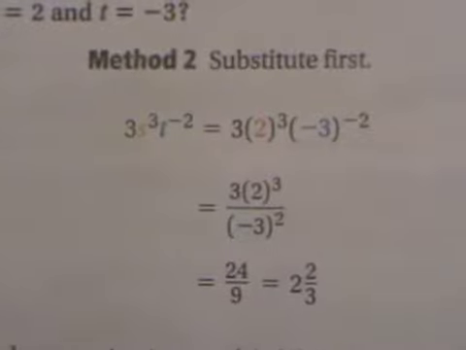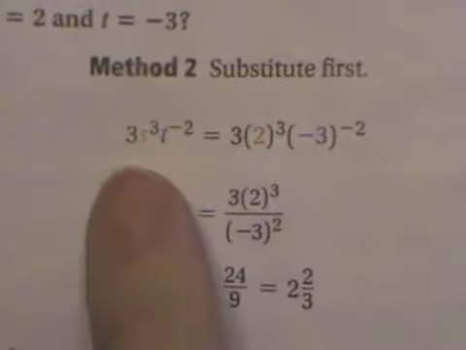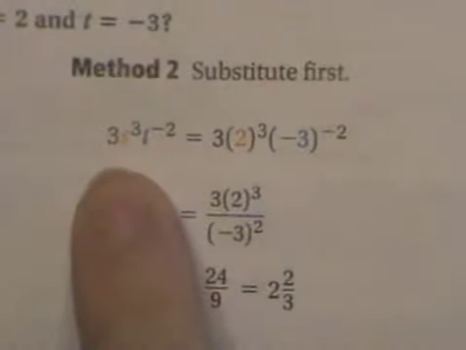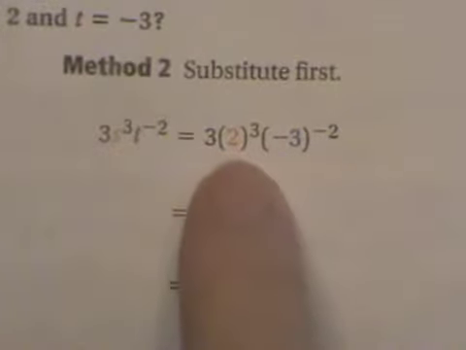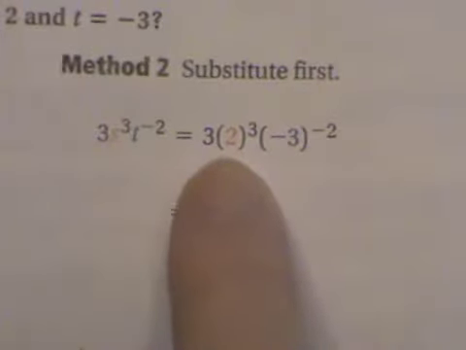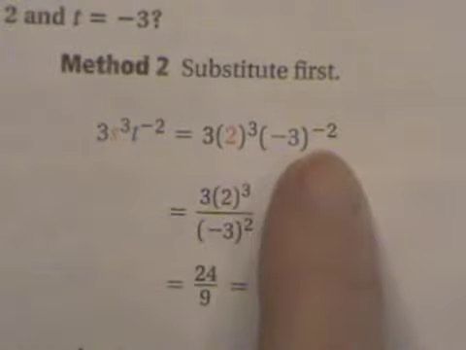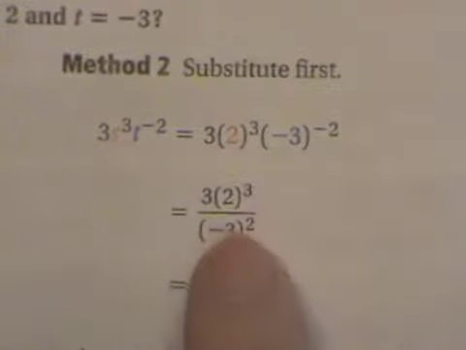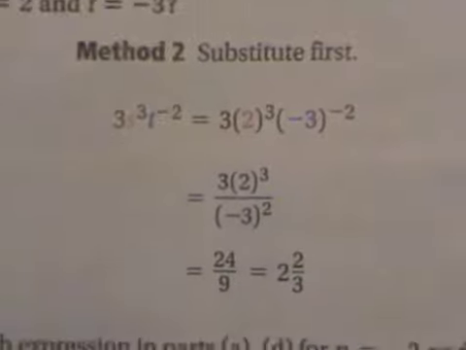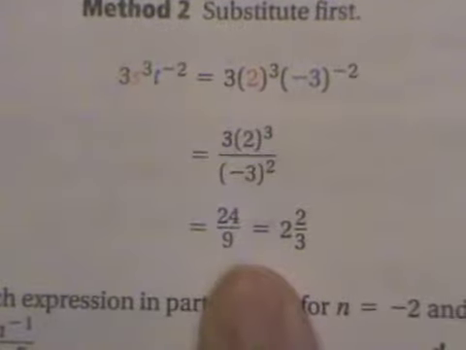Or, sliding this way, you can substitute first. Same problem, 3s cubed t to the negative 2. Go ahead and put the numbers in first. 3 times 2 cubed times negative 3 to the negative 2. And you keep working, and you end up with exactly the same answer.